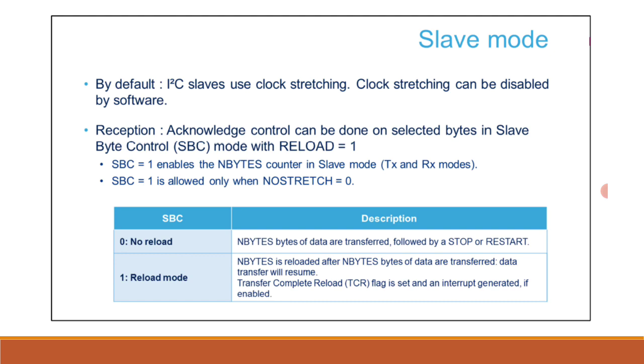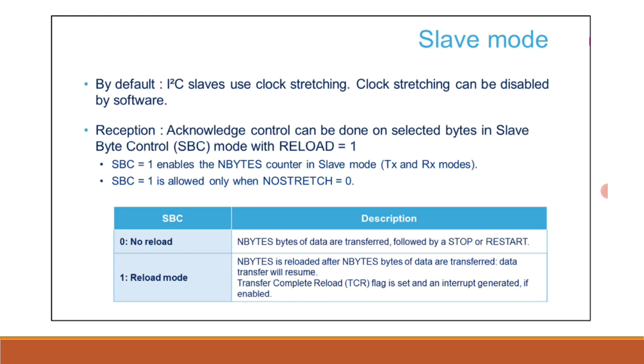In receive mode, the slave acknowledgement on received byte behavior can be configured when slave byte control mode is selected together with the reload bit being set. When the SBC bit is set, the number of bytes counter is enabled in slave mode. Clock stretching must be enabled when slave byte control is enabled.